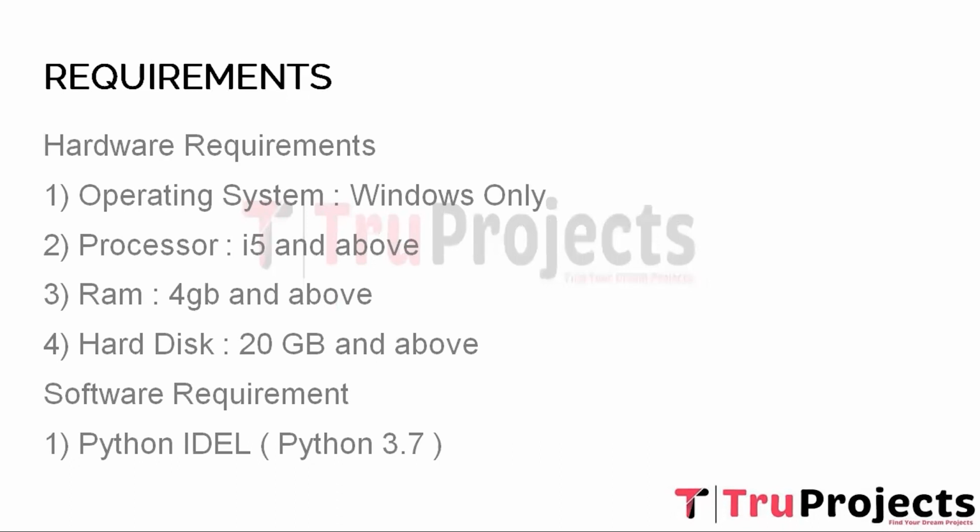Basic requirements. Hardware requirements: we need operating system Windows, processor i5 and above. RAM should be minimum 4 GB and above. Hard disk should be minimum 20 GB and above. Coming to the software requirements, we need to install Python version 3.7.